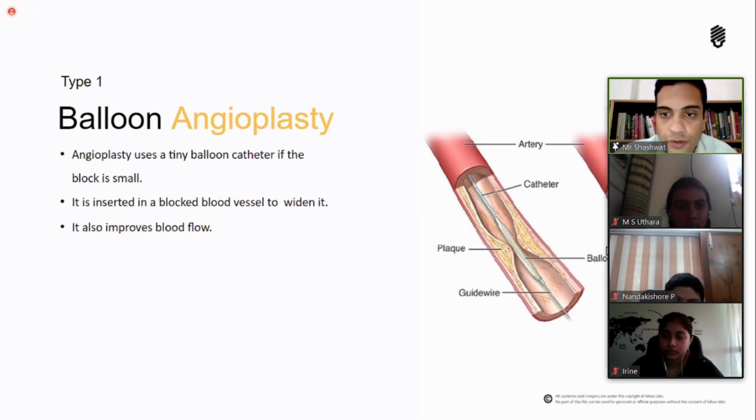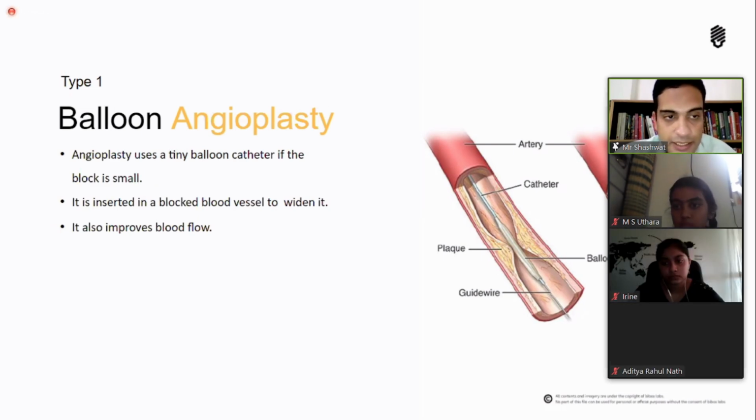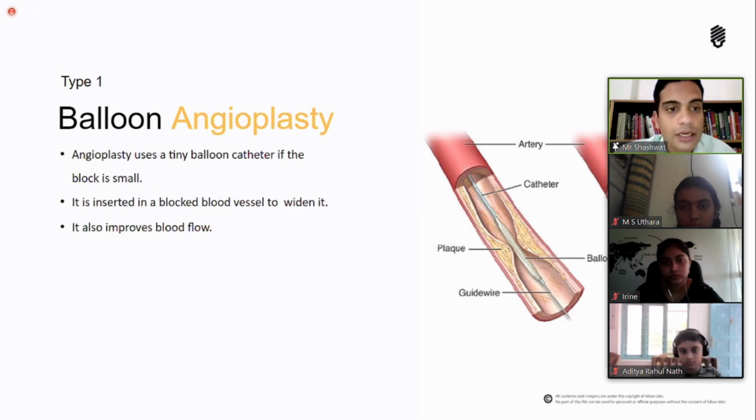This balloon, which is attached to the catheter, is removing the blockage from the artery. Can you observe the change between these two? Yes, sir. Okay. Now, this is how balloon angioplasty works. What we did as part of the activity is exactly what happens in the case of angioplasty. This catheter is inserted in a blocked blood vessel to widen it, and it also improves the blood flow.